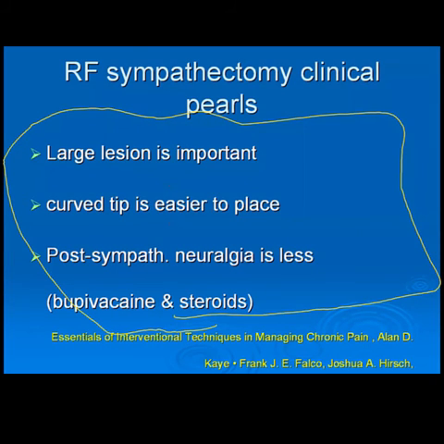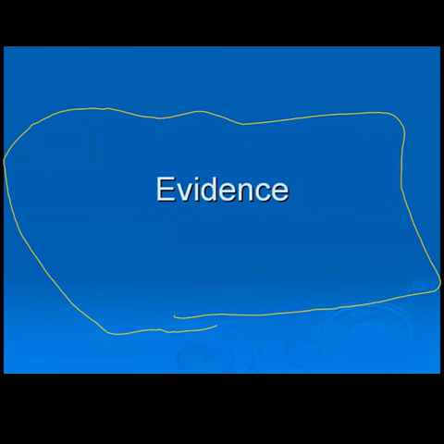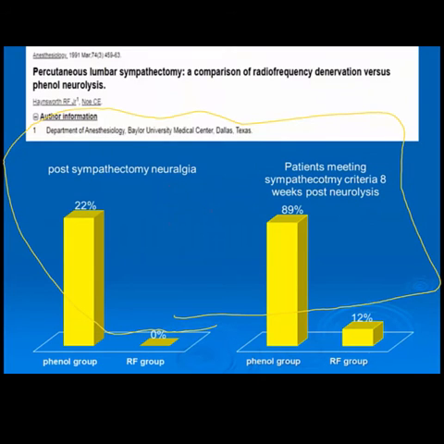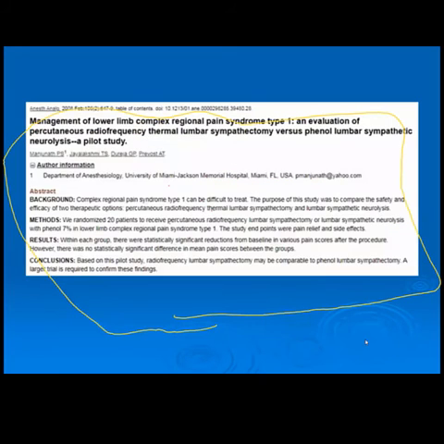Post-sympathectomy neuralgia is less than with the chemical. Use bupivacaine and steroids before you take your needle out, because this reduces the neuritis that can take place. Well, on the evidence, we have a good study from 1991 on percutaneous lumbar sympathetic denervation, a comparison between radiofrequency and phenol neurolysis, and they found a good outcome in patients using radiofrequency. The neuralgia was very low in the radiofrequency group, and after 8 weeks the neuralgia was higher in the phenol group versus the radiofrequency group.